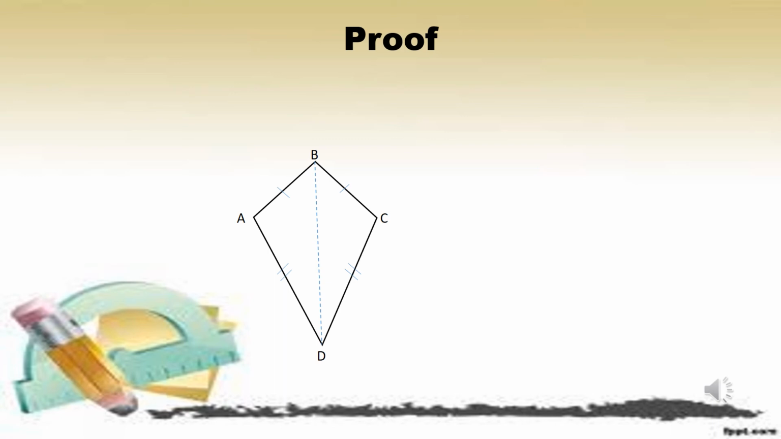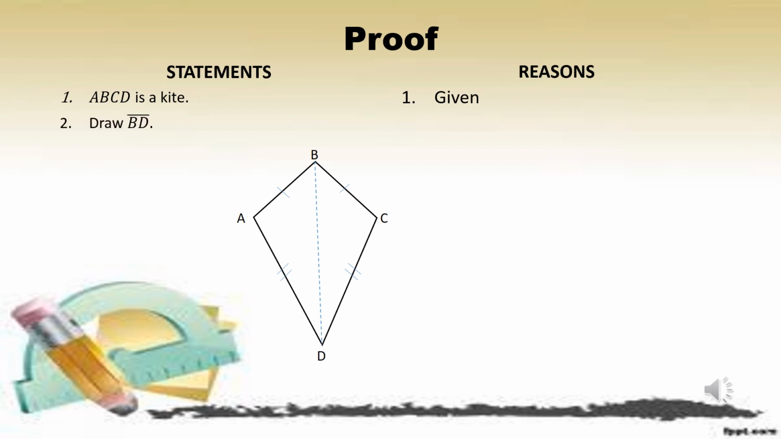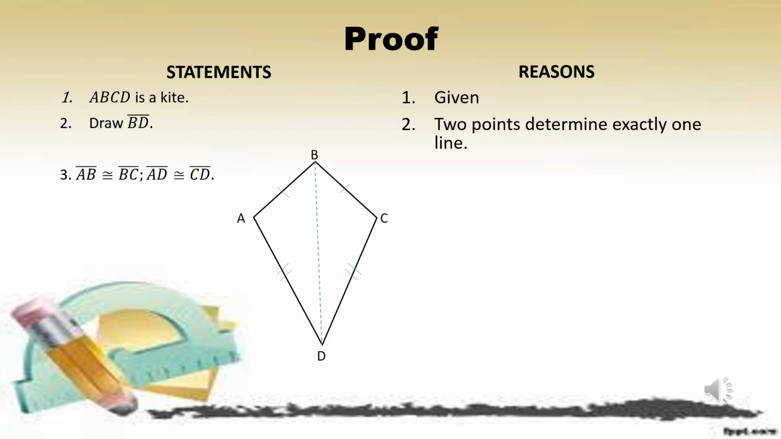For the proof of that theorem, we have the first statement. ABCD is a kite. Reason: given. Second statement. Draw line BD or segment BD. And the reason would be two points determine exactly one line. Next, segment AB is congruent to segment BC and segment AD is congruent to segment CD. Reason: a kite has two distinct sets of congruent adjacent sides.